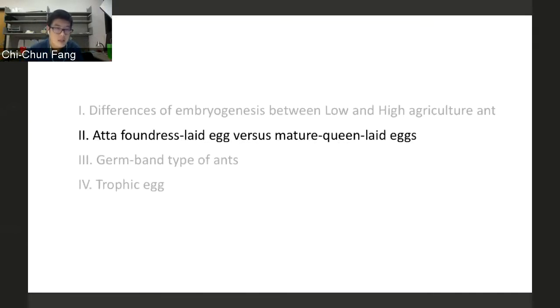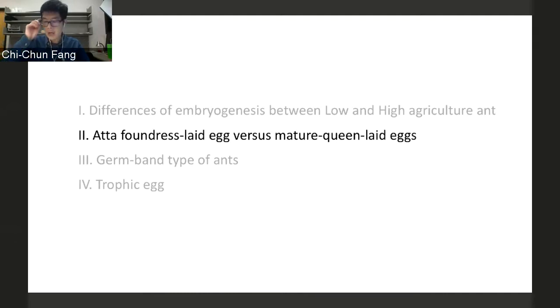The second part is the differences between the Atta foundresses and the mature queen-laid eggs. So why is it interesting to compare these two? For a long time, people who study ants found out that foundress-laid eggs usually hatch faster. Oh, sorry, not hatch faster only. For those foundresses, usually they will have the first broods of workers earlier than the mature colony.